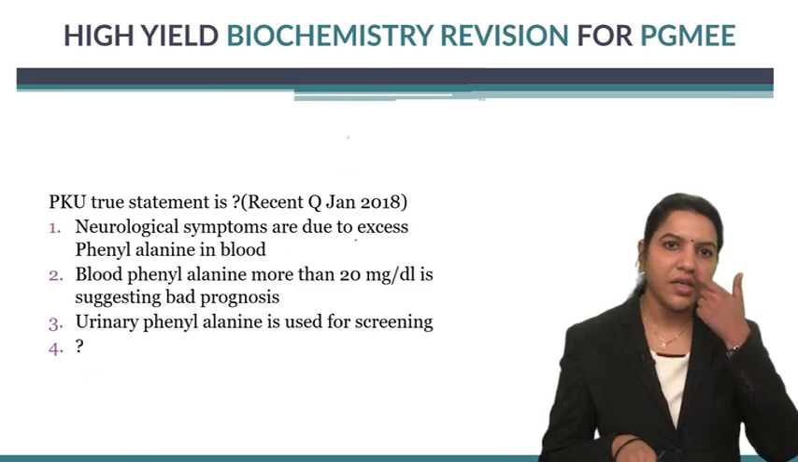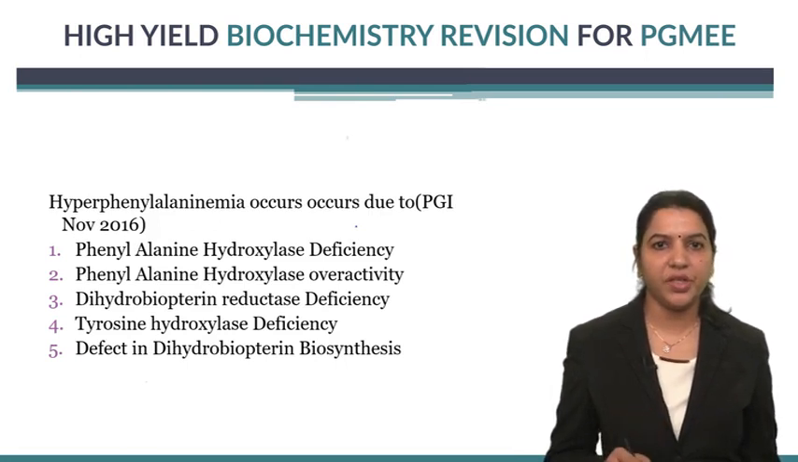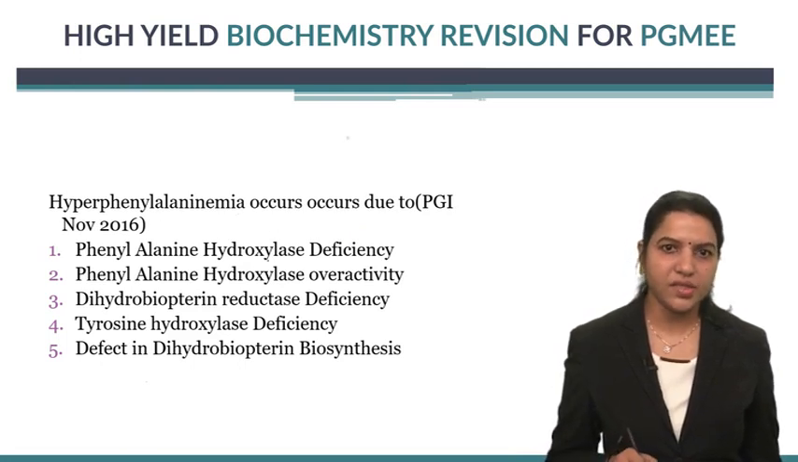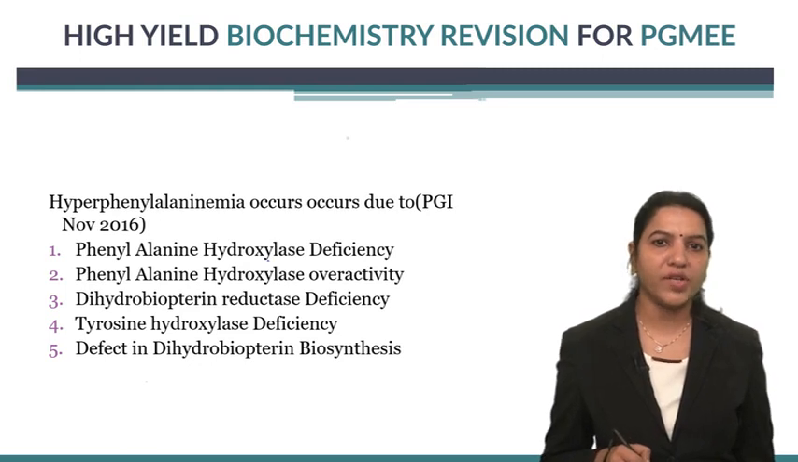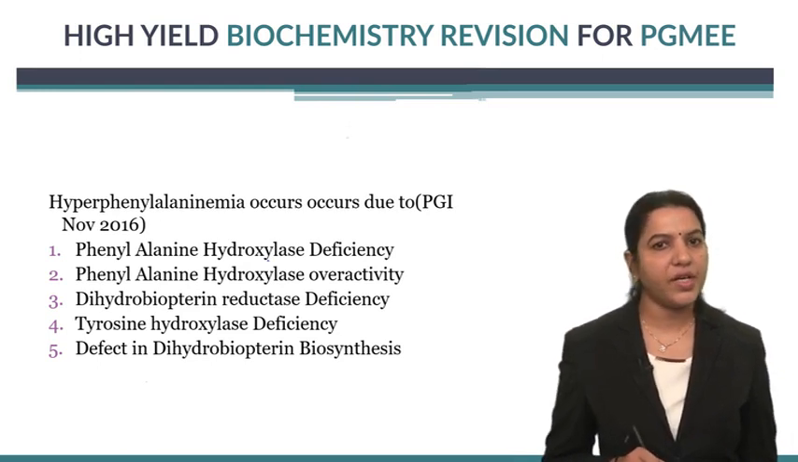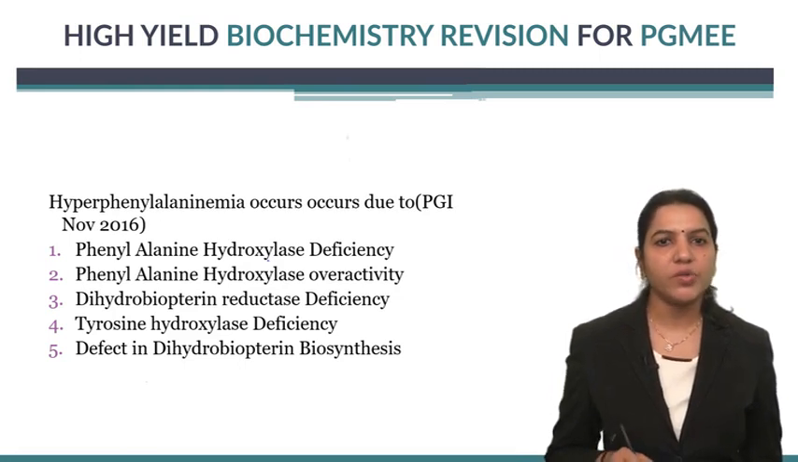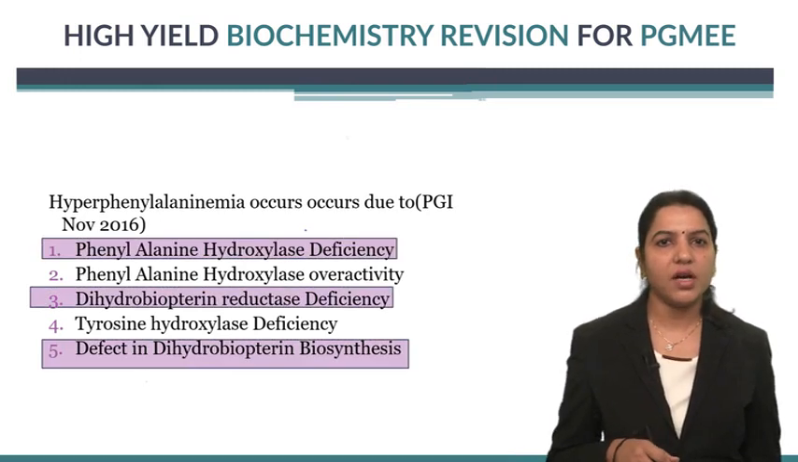So we'll see a question: hyperphenylalaninemia occurs due to. Option A, phenylalanine hydroxylase deficiency. Yes, that is causing the classic PKU. The next option is phenylalanine hydroxylase overactivity. No, it is not overactivity, it is deficiency. Option 3 is dihydrobiopterin reductase deficiency. Definitely, a deficiency of dihydrobiopterin reductase causes non-classic PKU. Option 4 is tyrosine hydroxylase deficiency. It will not cause hyperphenylalaninemia. And the final option is a defect in dihydrobiopterin biosynthesis, and cofactor biosynthesis is affected in non-classic PKU. So the answers are phenylalanine hydroxylase deficiency, dihydrobiopterin reductase deficiency, and a defect in dihydrobiopterin biosynthesis.